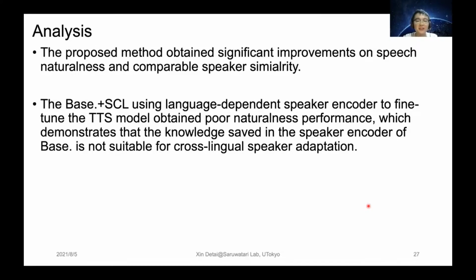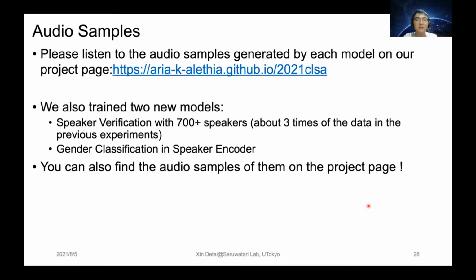Here are some analyses. As I mentioned, our proposed method obtained significant improvements on speech naturalness and comparable speaker similarity. The base plus SCL model has poor performance on cross-lingual tasks, which demonstrated that the language-dependent speaker encoder is not suitable for cross-lingual speaker adaptation. For time reasons, I will not show you the audio samples, but you can find them on our project page.